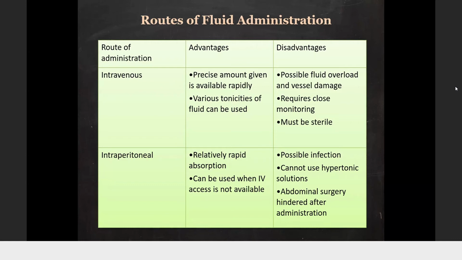Next is to give fluids intraperitoneally, through the abdominal cavity, the peritoneal cavity. The advantage is a relatively rapid absorption, and it can be used when IV access is not available. We have very weak, dehydrated animals, and sometimes the vein becomes occluded. You cannot even insert a needle there, because sometimes you can see the skin itself but cannot see the vein or the blood vessels.